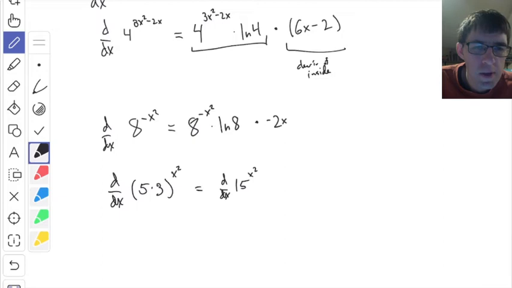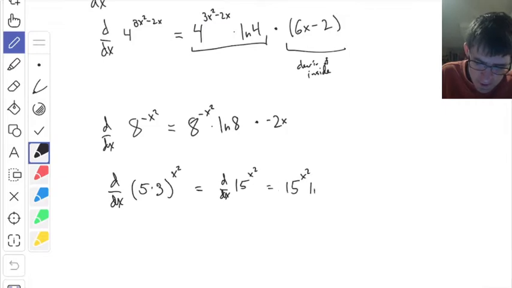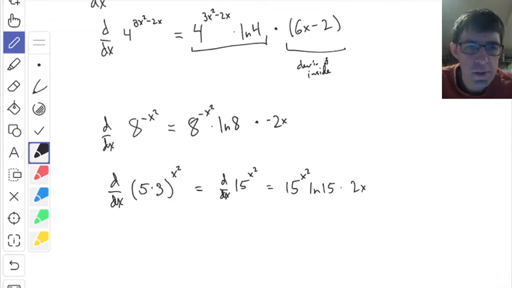This is needlessly complicated looking. It's really not complicated at all. So we get 15 to the x squared times ln 15 times 2x, right? That's all there is to it. You gotta multiply it inside there. It looks weird, but it's really not all that interesting. All right, great. I think that'll do for these.